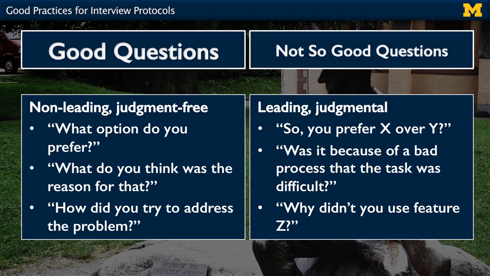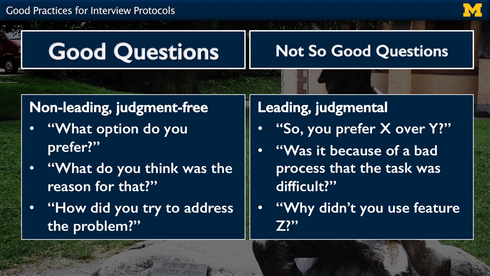A third issue with questions in an interview protocol is to try to think of ways in which you can ask questions that are not leading and which are not judgmental. So what do I mean by this? Non-leading questions are questions where you don't express any kind of opinion about whether the different ways in which the interview participant might answer are good or bad. You might ask, what option do you prefer, as opposed to saying, do you prefer X over Y? Because that suggests maybe that you're expecting them to prefer X over Y.